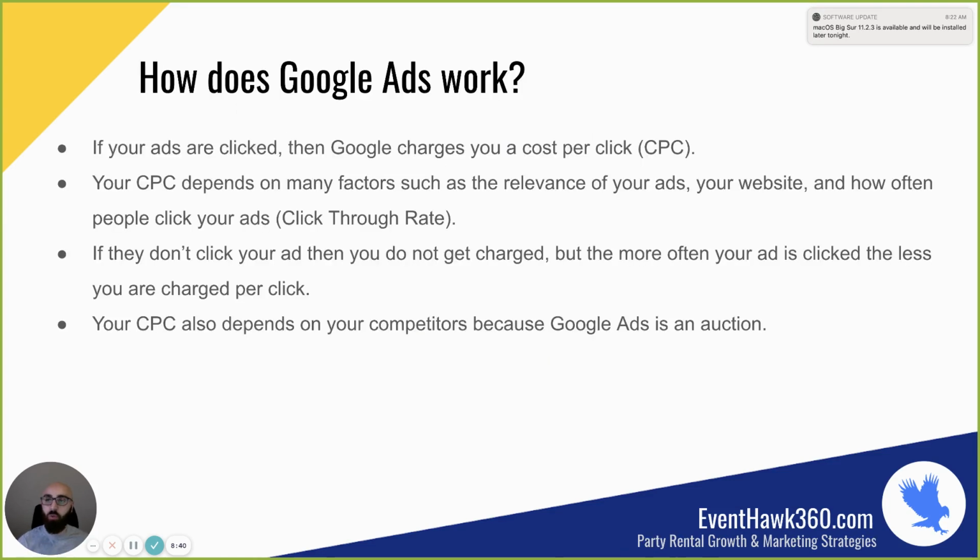So how does Google Ads work anyways? The way Google Ads works is really simple. If your ads are clicked, then you pay a cost per click, right? It's that simple. You only pay when somebody clicks, okay? So how much do you pay?